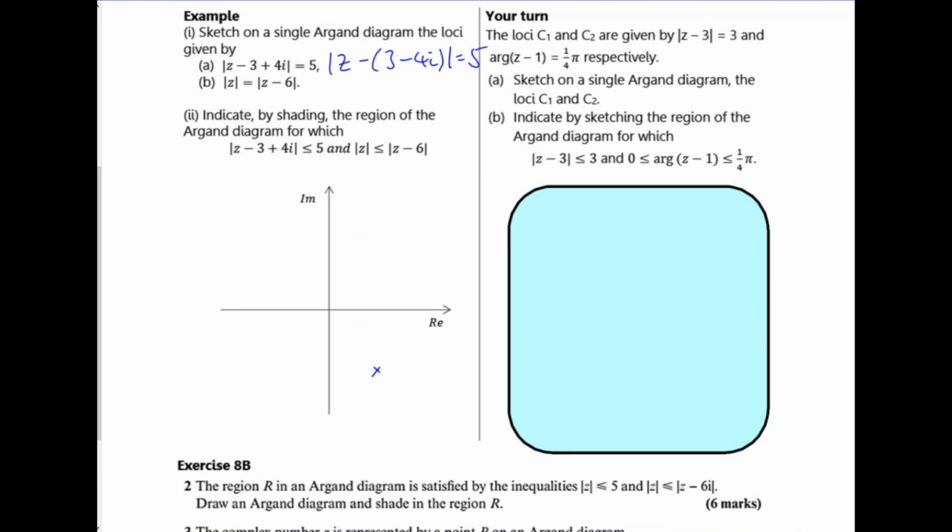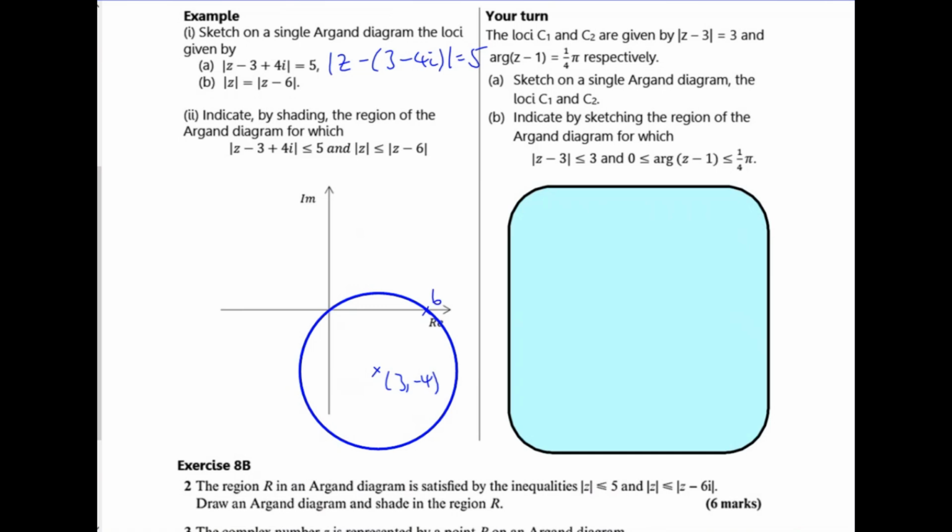Later on, we've got a less than or equal to inequality, so we do want a solid line for this circle, something like that. Then for the perpendicular bisector, it's a perpendicular bisector between 0 and 6. So 6 on the real axis is here.